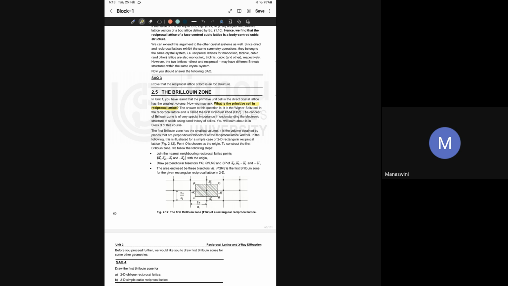The answer to this question is the Wigner-Seitz cell. It is the Wigner-Seitz cell in the reciprocal lattice that is called the first Brillouin zone. How was the Wigner-Seitz cell constructed? Let me remind you.